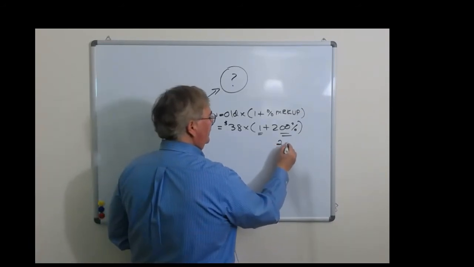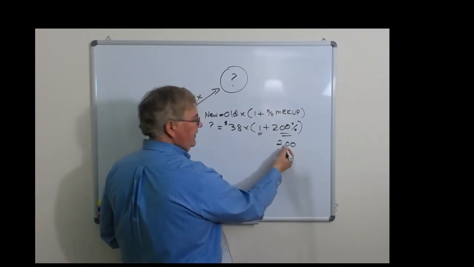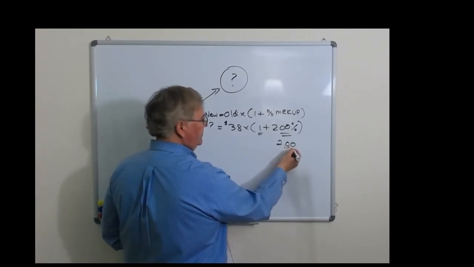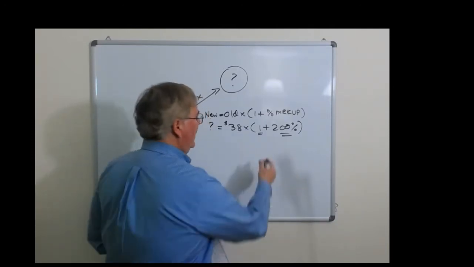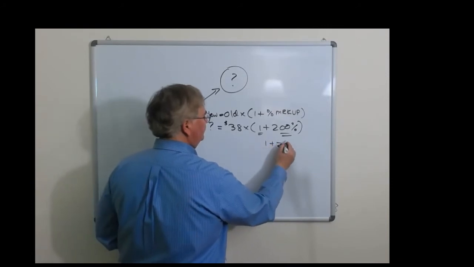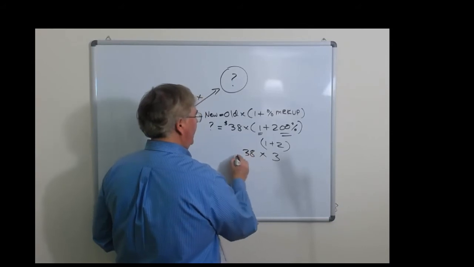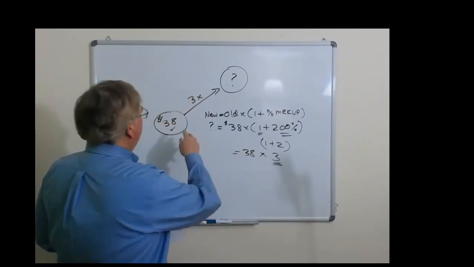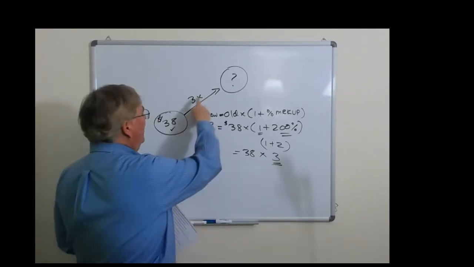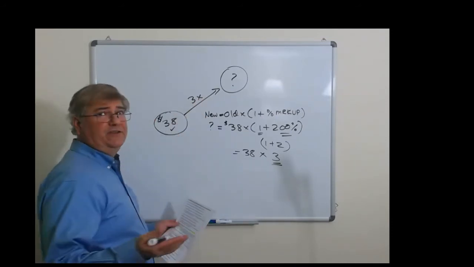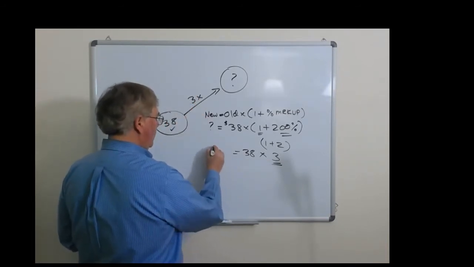200% is equal to 2.00. Remember, to convert the decimal to a percentage, all you do is you slide it 2 to the right and tack on the percentage sign, right? So we're actually adding 1 plus 2, which is equal to 3 times 38. And that gives us our answer. Keep in mind that all we're asking for is to triple the original number, 3 times the original number. So all you have to do is multiply 38 by 3, and you get 114.